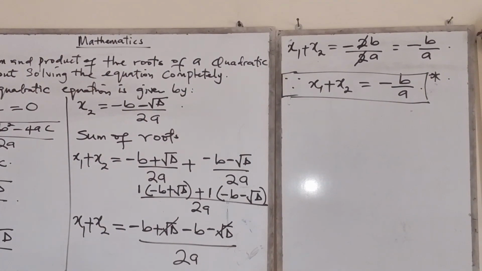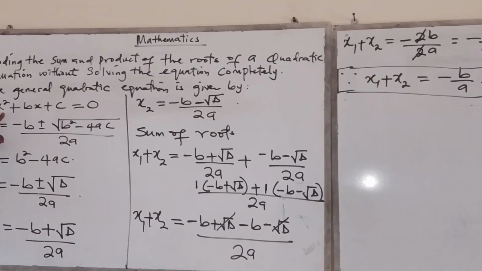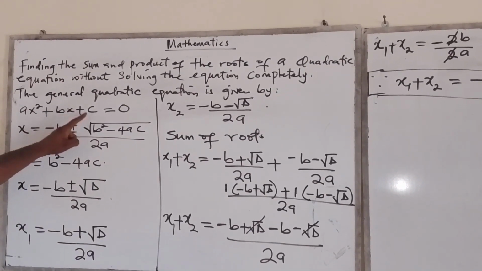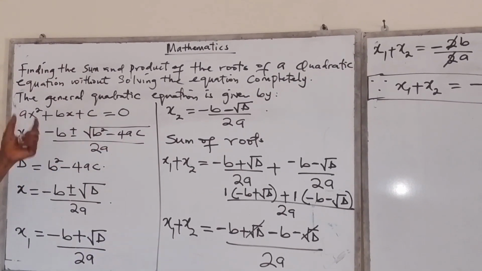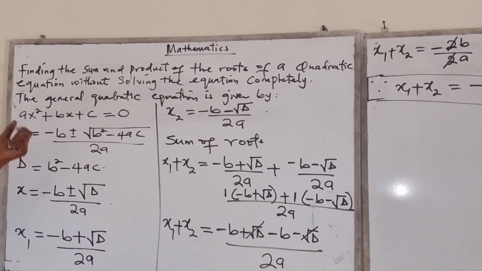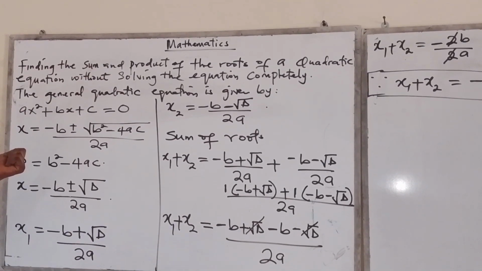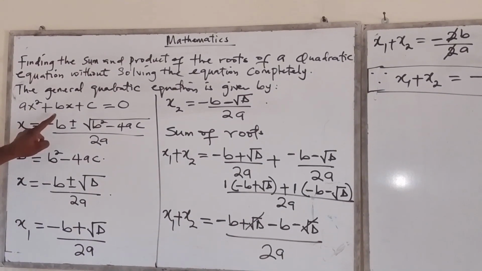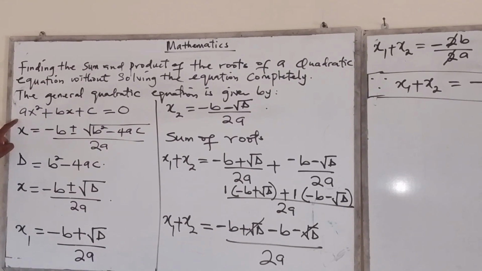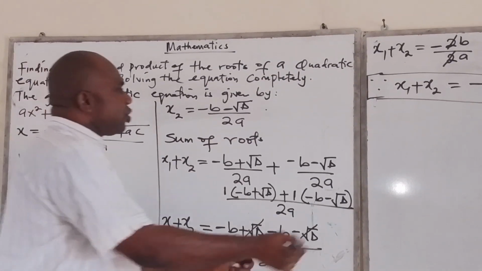So it means if we have ax squared plus bx plus c is equal to 0, the sum of the two values of x, or the sum of the two values of y, as the case may be, must be equal to minus b all over a. Now let's look at the product of roots.